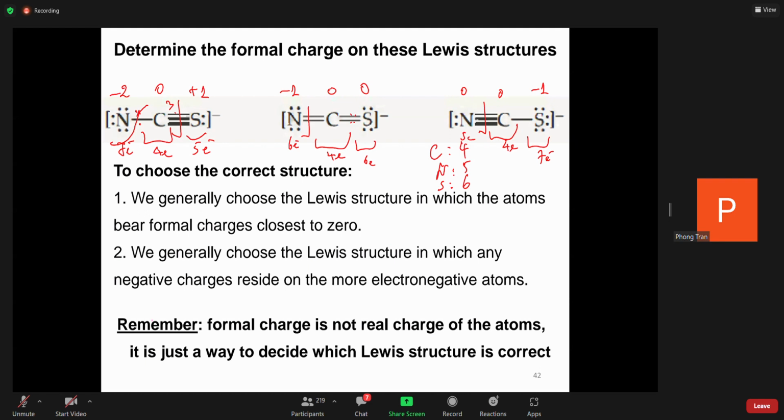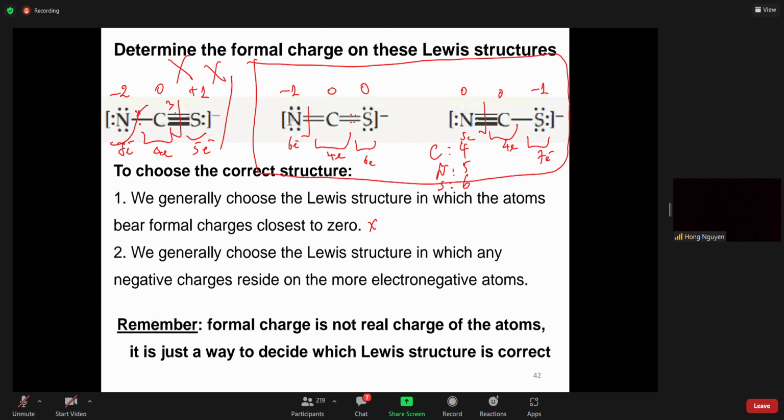So by applying the first rule, we can rule out the first structure, because in the first structure you have a formal charge -2, which is further from 0 compared with the second one and the third one, where you have formal charge -1. So the 2 potential structures will be these. You can rule out the first structure. Then among the 2 structures, the second one and the third one, which one can be correct?